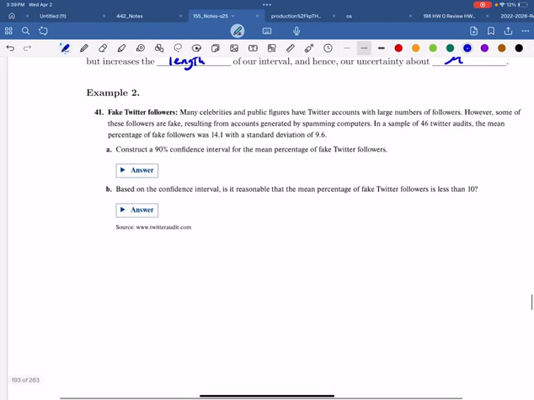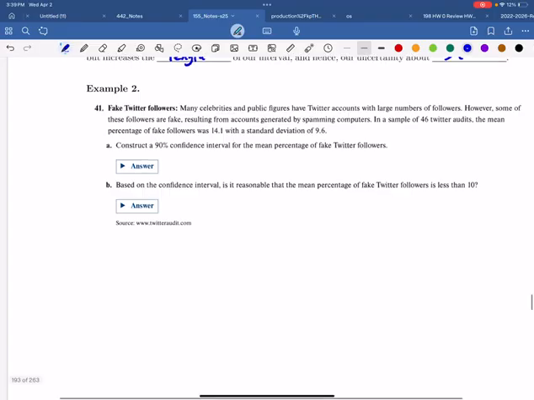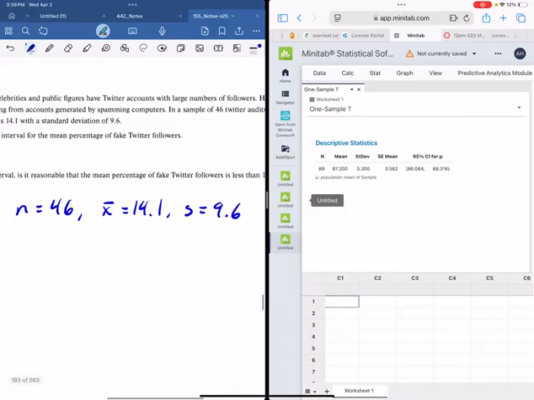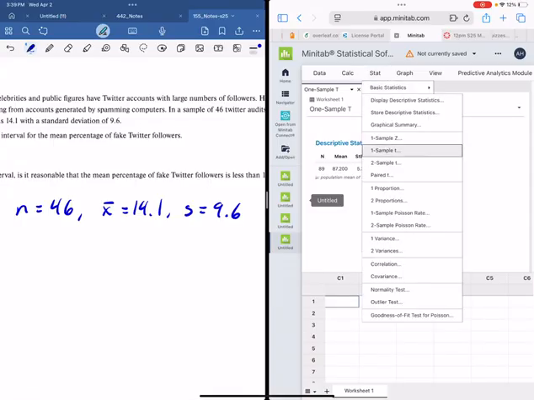Let's do one more quick example. Fake Twitter followers. You can pause the video and read the problem, but what you can get from it is that n equals 46, x bar equals 14.1, and s equals 9.6. That's what we need to know. So it might be a good idea to just write down the data when you get it. Construct a 90% confidence interval. Let's just use Minitab. We have our data right here. Stat, basic stats, one sample T.